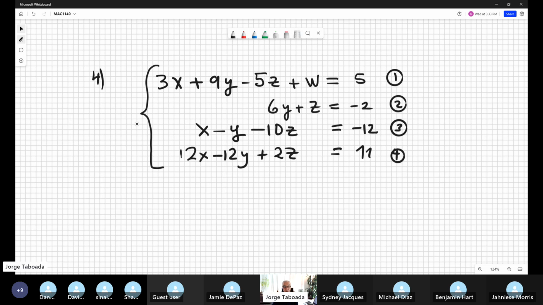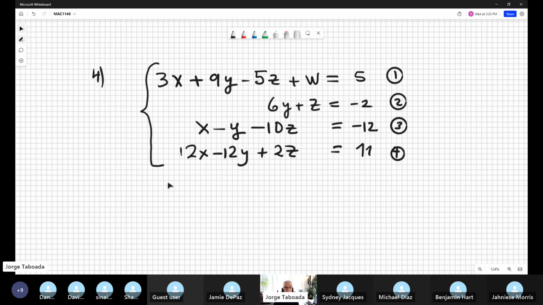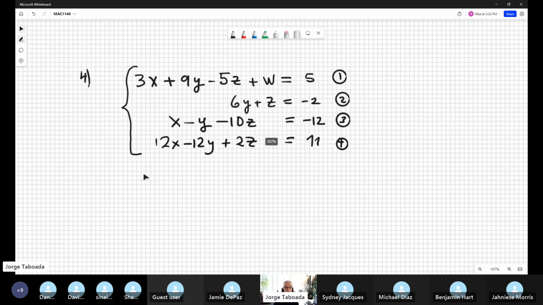So our system contains 4 equations. Therefore, our matrix contains 4 rows. So the organization of the matrix of this system is: you have 4 rows corresponding one by one to the equations.